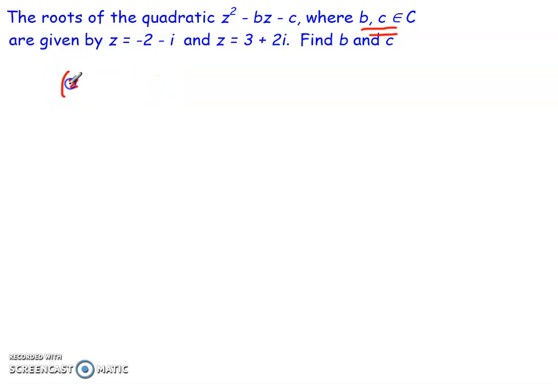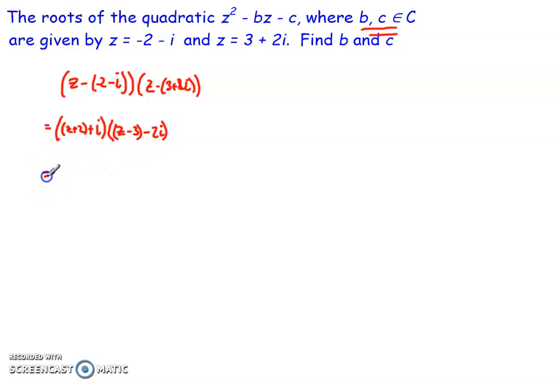So what I've got is z minus the negative 2 minus i, and I'm going to multiply that by z minus the 3 plus 2i. I'm just going to sort these into real and imaginary parts before I begin. So I'm going to have z plus 2 and then plus i in the first bracket, and the second bracket will be z minus 3 take away 2i.